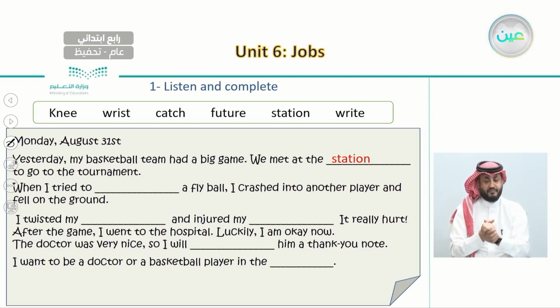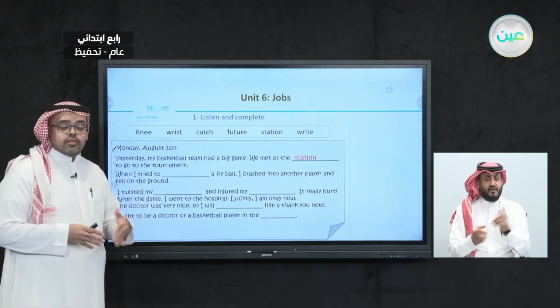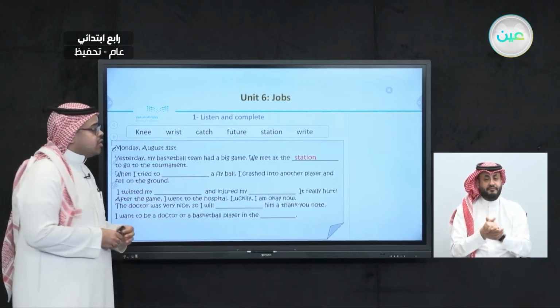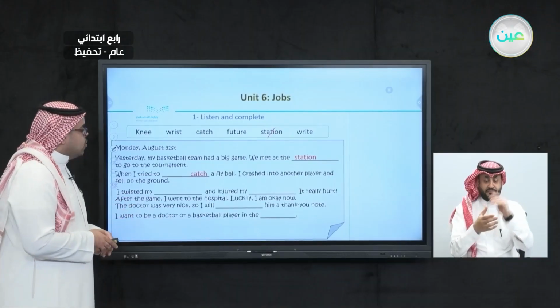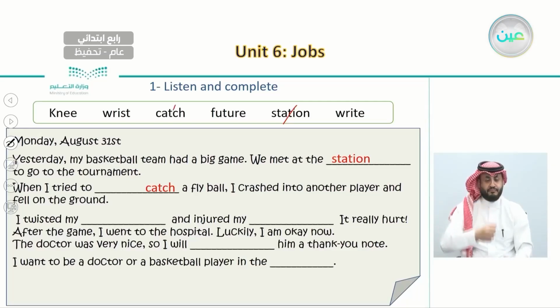The station. The station is a place where people gather so they can move from one place to another. So here, the first word we wrote is the station. Now, let's continue. To go to the tournament. When I try to, what do you think the word here is? When I try to catch. Very well. When I try to catch a fly ball. When I tried to catch a fly ball, I crashed into another player and fell on the ground.